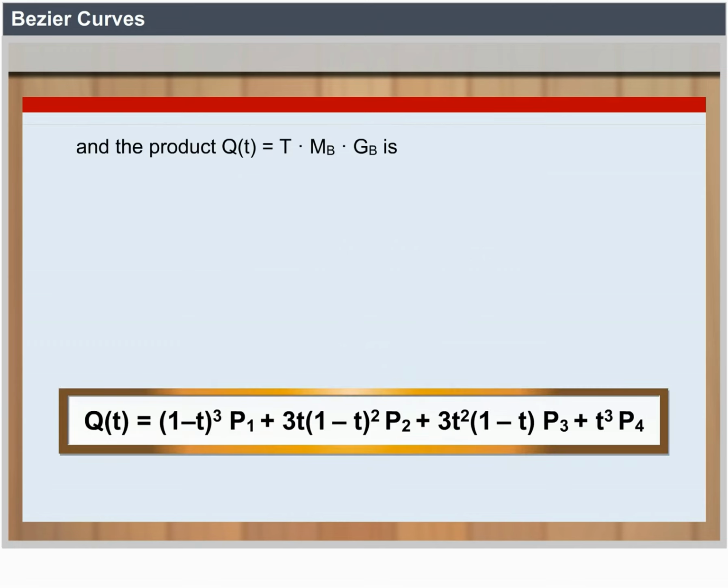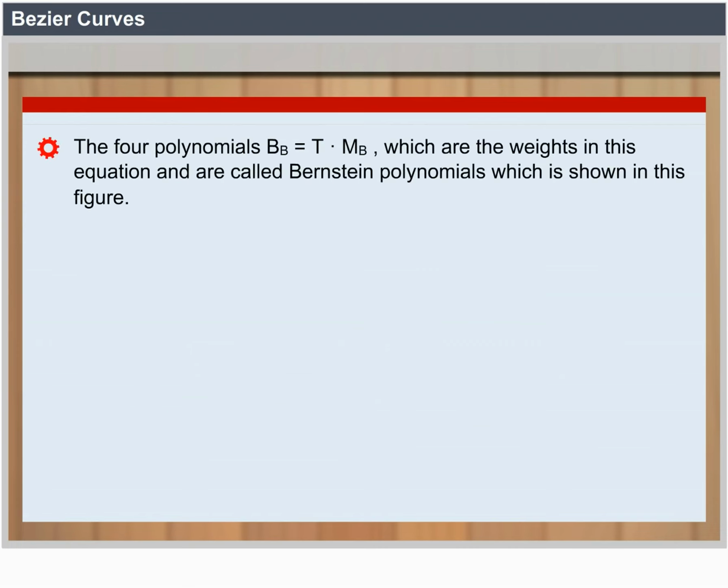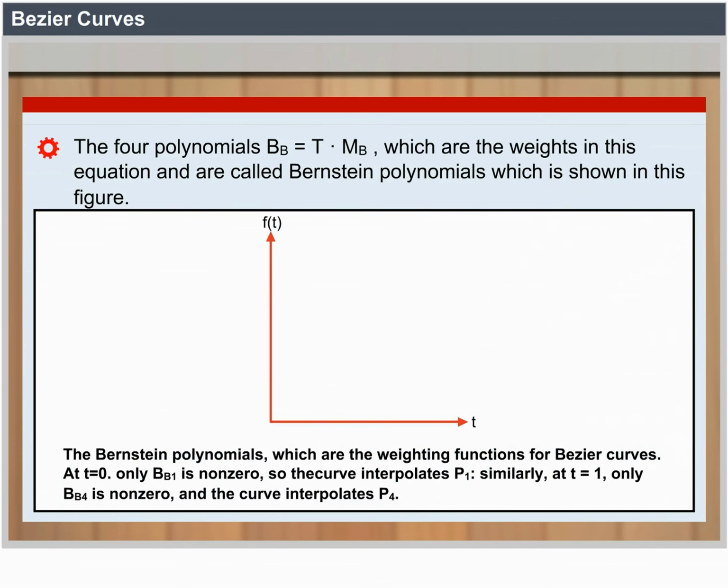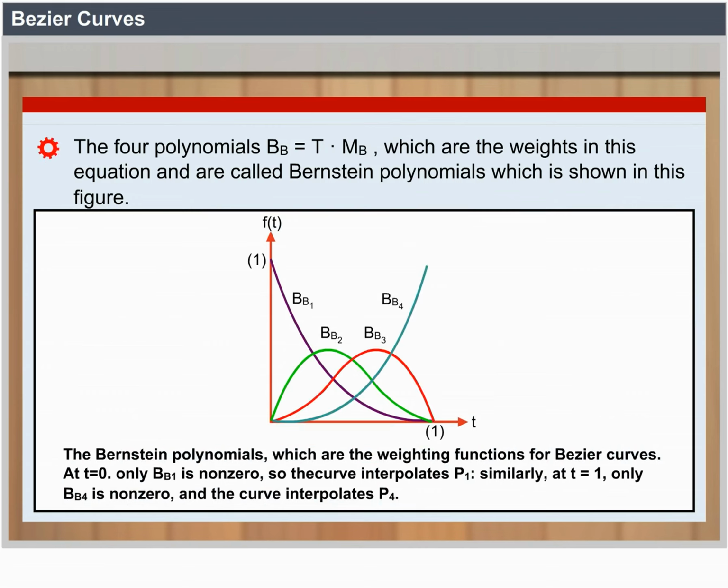Q of T equals (1 minus T) cubed into P1 plus 3T into (1 minus T) squared into P2 plus 3T squared into (1 minus T) into P3 plus T cubed into P4. The four polynomials BB equals T and MB, which are the weights in this equation, are called the Bernstein polynomials and are shown in this figure. The Bernstein polynomials, which are the weighting functions for Bezier curves: at t equals 0, only BB1 is non-zero, so the curve interpolates P1. Similarly, at t equals 1, only BB4 is non-zero, and the curve interpolates P4.